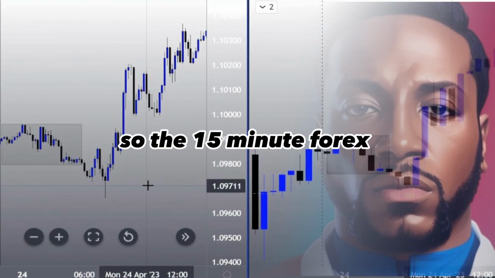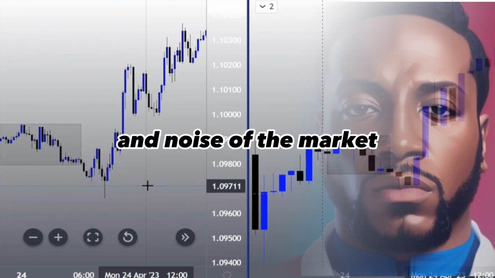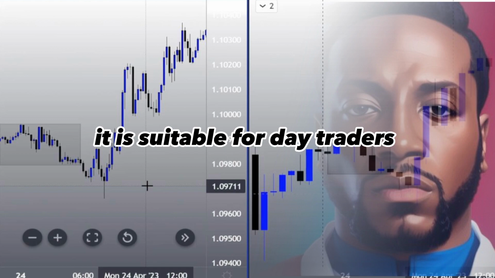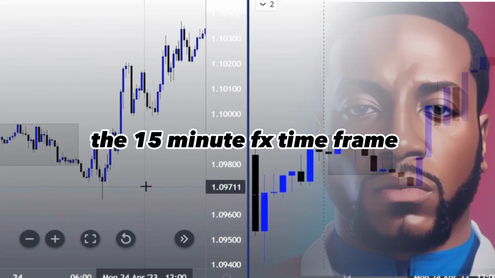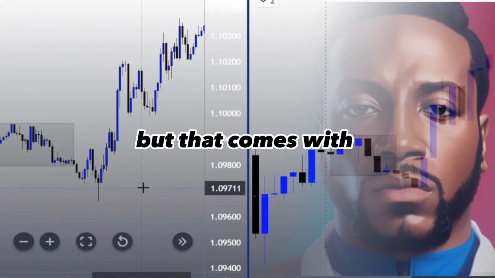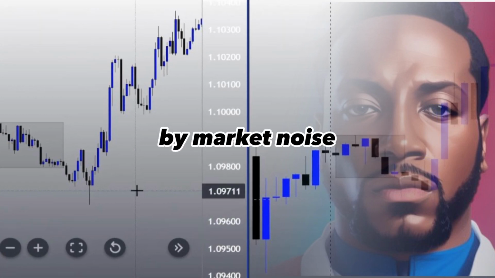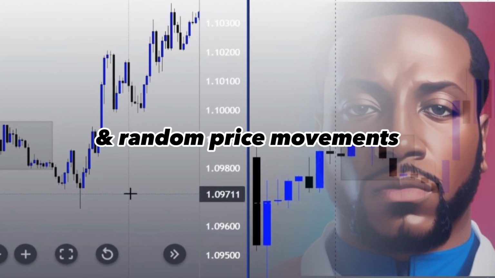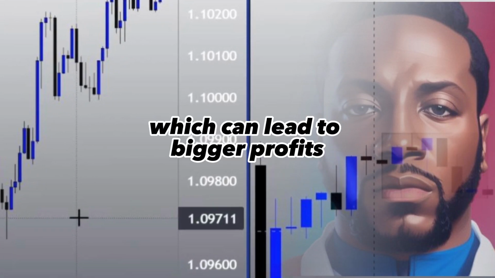So the 15-minute Forex time frame shows the short-term fluctuations and noise of the market. It is suitable for day traders and scalpers who hold trades for minutes or hours. The 15-minute Forex time frame has higher profit potential per trade, but that comes with a higher trading frequency. It is more affected by market noise and random price movements. It requires a tighter stop loss, which can lead to bigger profits.